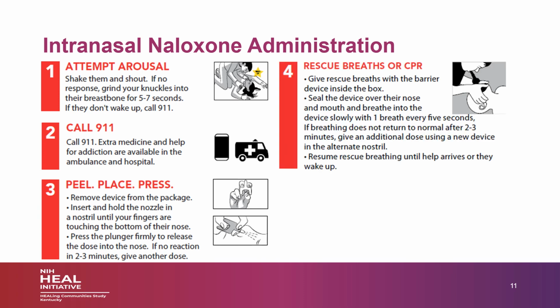After giving them naloxone, use the barrier device in the box to begin giving rescue breaths, if this is something that you're comfortable with. If you're not sure how, you may be given instructions by the 911 operator. If breathing doesn't return to normal after 2 to 3 minutes, go ahead and administer the second dose of naloxone in the other nostril using the second device, and then continue to give rescue breaths until the ambulance arrives.